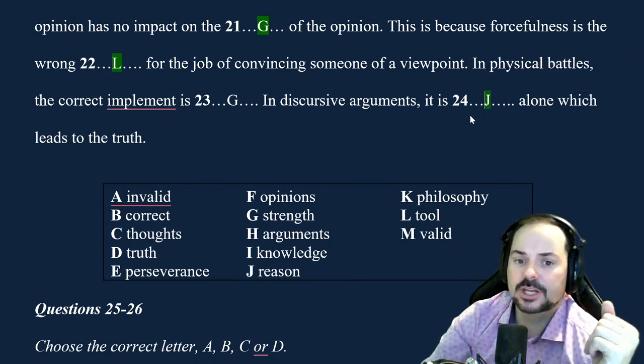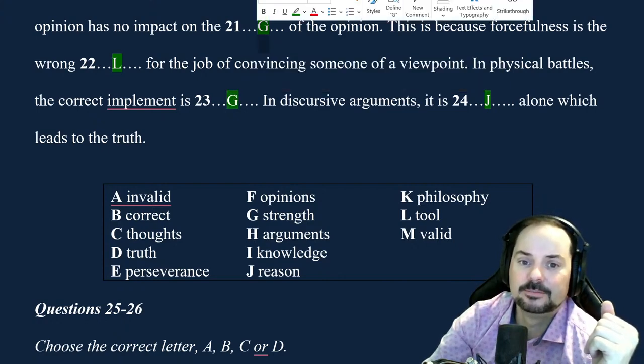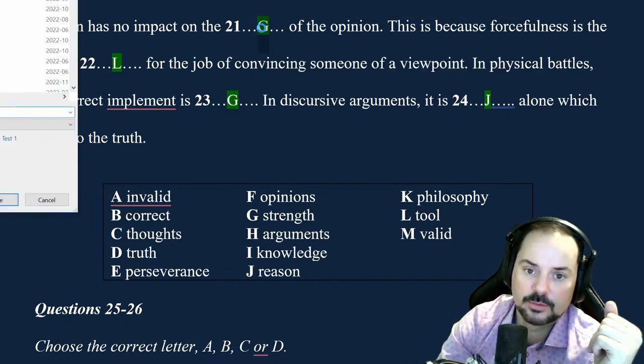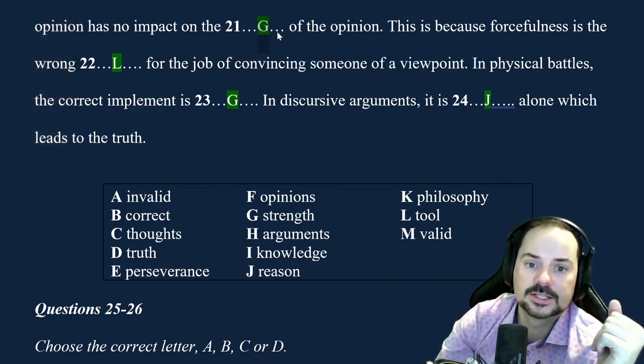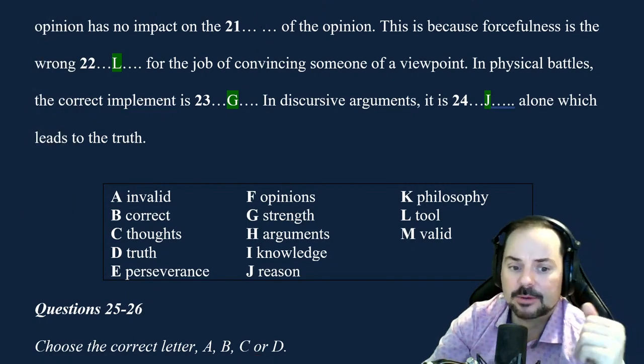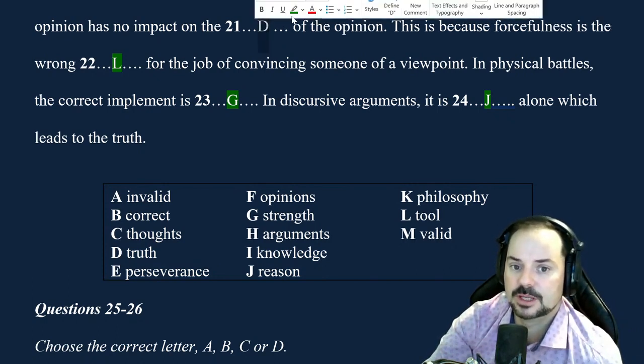Now, you're probably going, but Adrian, we already used G, right? We used it up here. So we used it twice, which can't happen. One of these has to be changed, okay? So opinion has no impact on the something of the opinion, and here we used strength, and here we use strength. We need to use strength here, so we need to change this. So we go back to going, okay, well, what is that one? So what can that one be? If I had to change that, I would probably change it to the truth of the opinion. It has no impact on the truth of the opinion, okay?